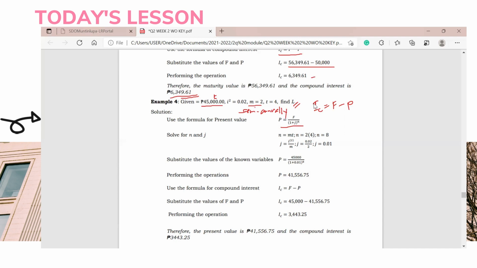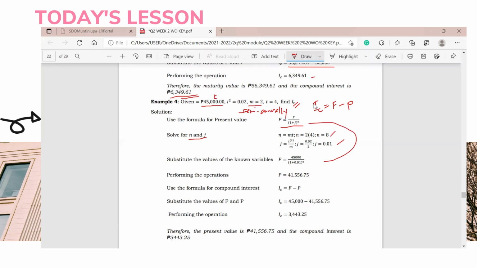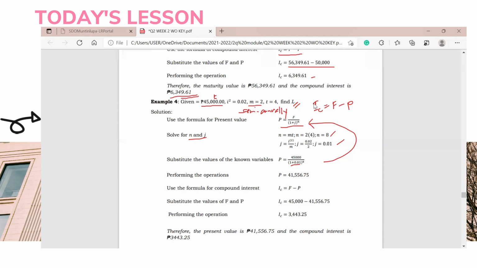So, let's solve for N and J first. N is MT, so 2 times 4, N is 8. Ang J ay I over M, so 0.02 divided by 2 will give 0.01. We will now substitute the given to the formula. So 45,000 over (1 plus 0.01) raised to 8. Ang una mo ulit gawin dito ay 1 plus 0.01 raised to 8. So kung magka-calculate ka, 1.01 yun, raised to 8.